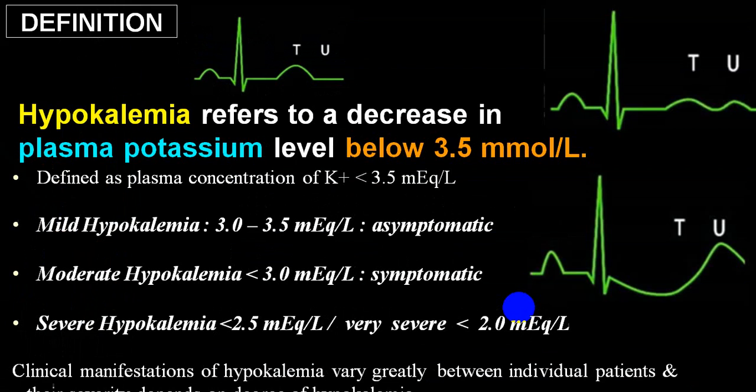So hypokalemia refers to a decrease in plasma potassium, or we call it blood potassium level, below 3.5. Mild is between 3 to 3.5; by and large, those are asymptomatic. Less than 3 is usually symptomatic and we call that moderate. Less than 2.5 we call severe, and less than 2 milliequivalent is very severe.